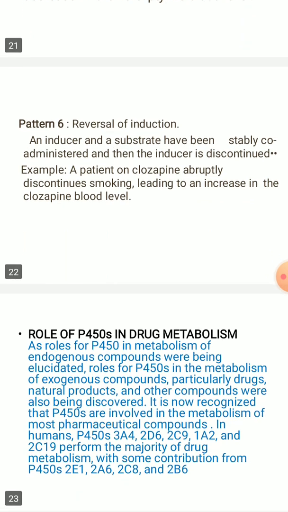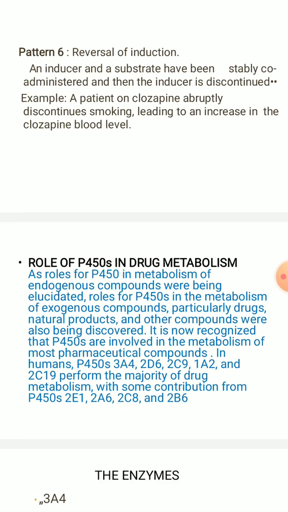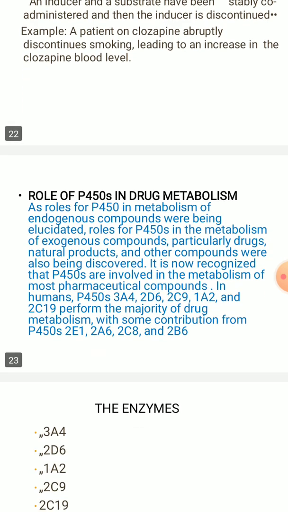Now, coming to the particular role of P450 monooxygenase in drug metabolism: I have already explained in the last class the role of P450 in the metabolism of endogenous compounds, which was elucidated. In the metabolism of exogenous compounds also, particularly drugs, natural products, and other compounds, it is now recognized that P450s are involved in the metabolism of most pharmaceutical compounds in humans. P450s 3A4, 2D6, 2C9, 1A2 and 2C19 perform the majority of drug metabolism, with some contributions from P450s 2E1, 2A6, 2C8 and 2B6.